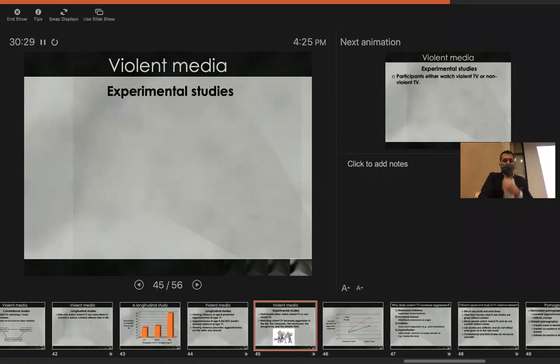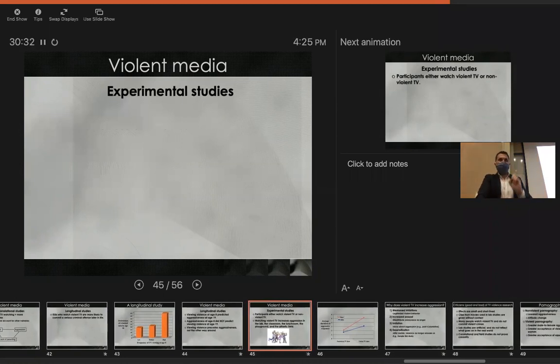These are relatively easy to do, although there are some nuances. But generally you can randomly assign people to either watch some violent TV shows or violent movies or something or not. You randomly assign them to condition, then you place them in a situation where they're able to engage in aggressive behavior.